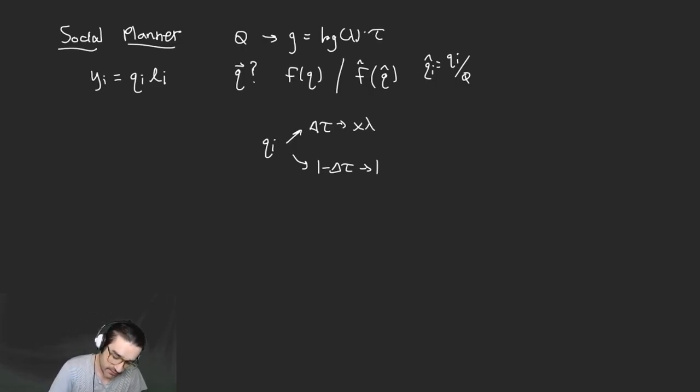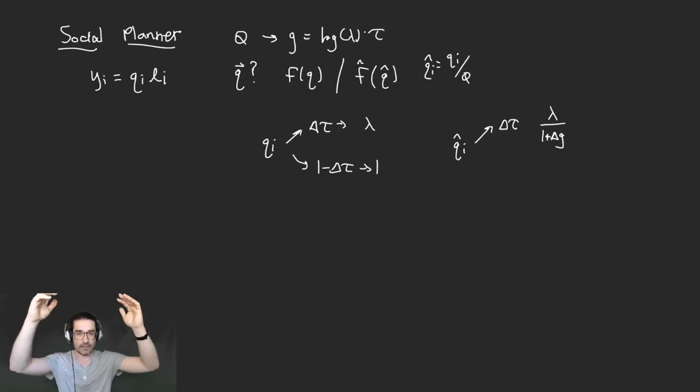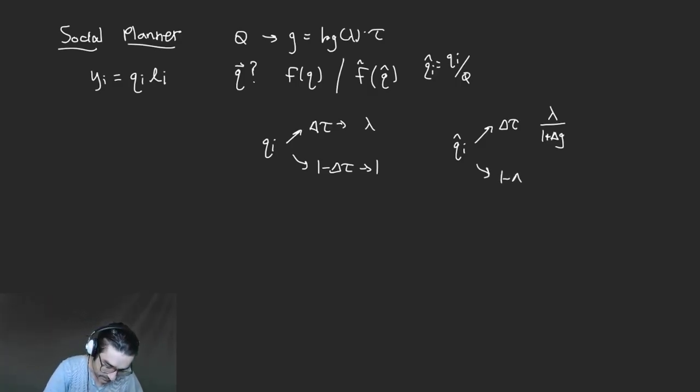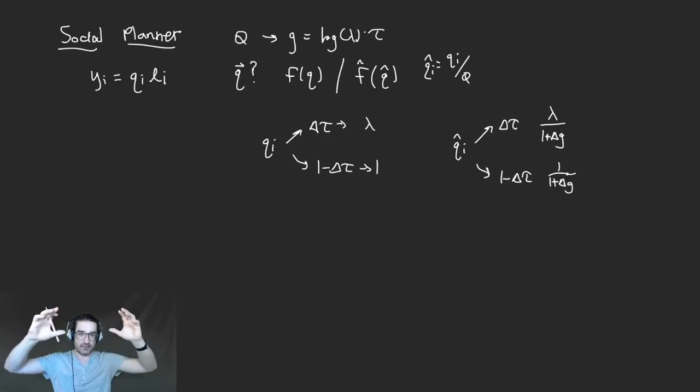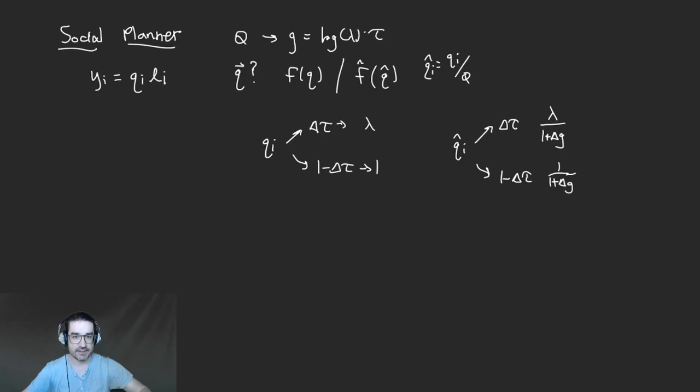If you think about qi hat, that normalized q, with probability delta tau you're going to move up by lambda, but you're also always getting dragged down at rate g. Q is going up, so no matter what, that drags you down. But then sometimes you get an innovation, so you go back up. And with probability one minus delta tau, you're just going to get dragged down at rate one over one plus g, approximately. So because q is growing, in the normalized space you're always getting dragged down, and then occasionally you innovate and go back up, but then you keep going back down. So this is the process.